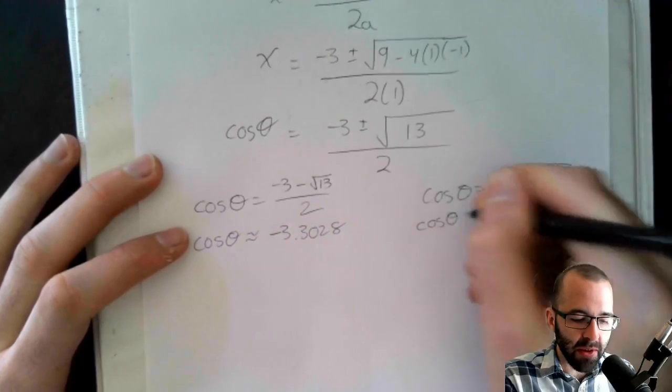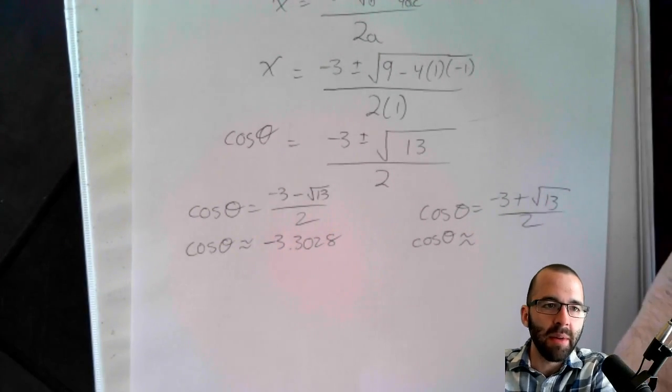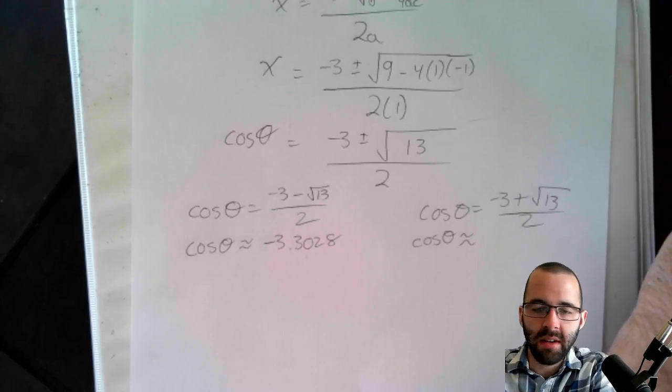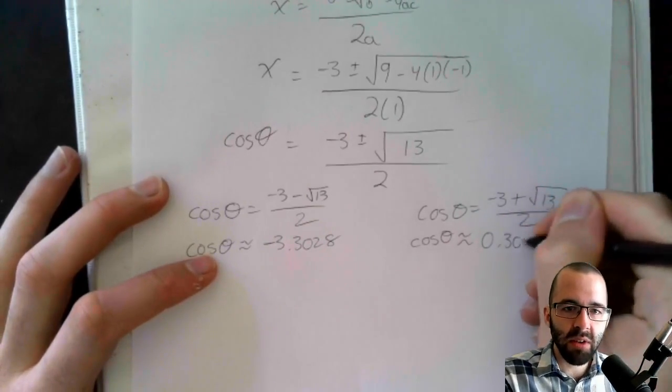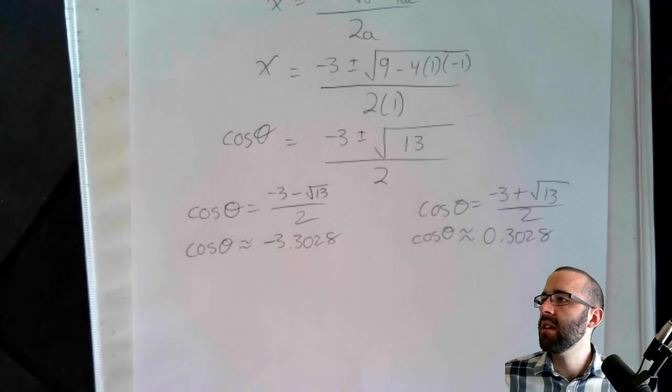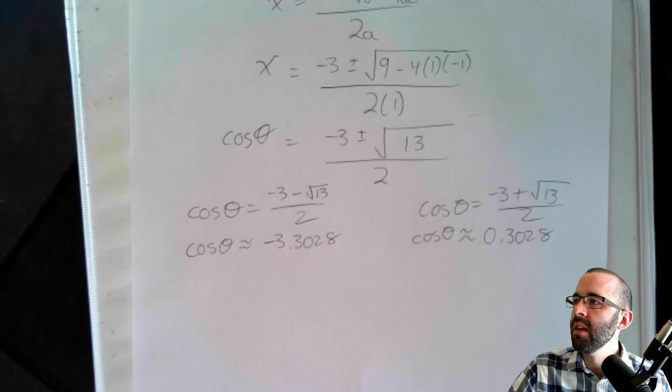While you're answering that, I will write down this one on the right-hand side as well. It's going to be with a plus square root of 13, which is going to be 0.3028. Domain error, not defined, something like that. Yep.